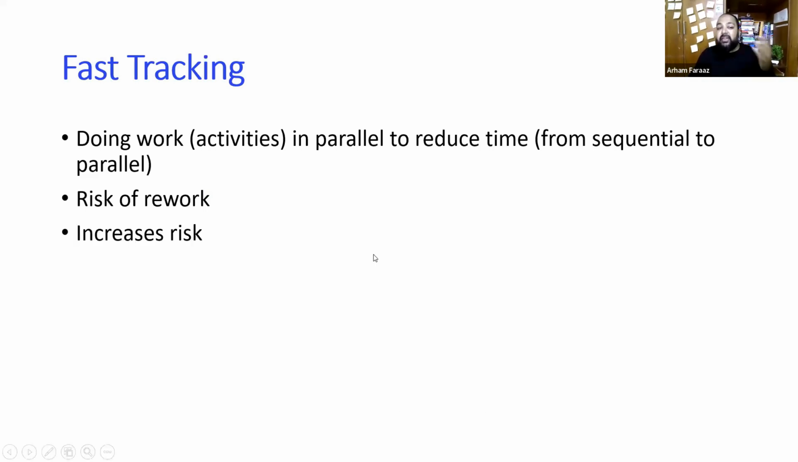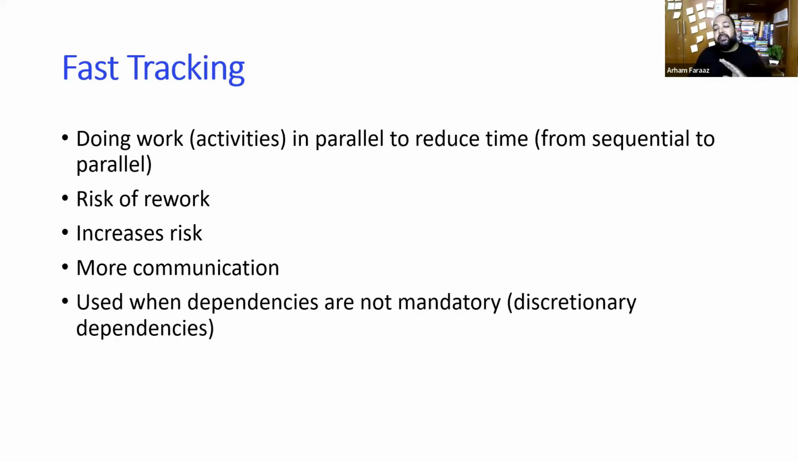Then there is an increase in risk. The risk increases because you could do rework. You will sometimes have to work out everything once again, right? And since there are so many more activities running in parallel, there has to be a lot of communication. Parallel communication will be more. So use it when dependencies are not mandatory. So that's about fast tracking. Remember this concept for your PMP examination.